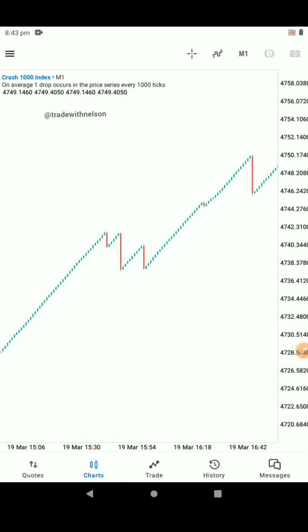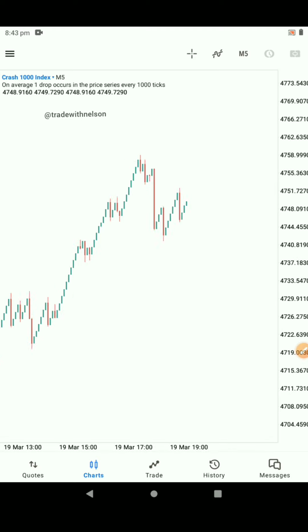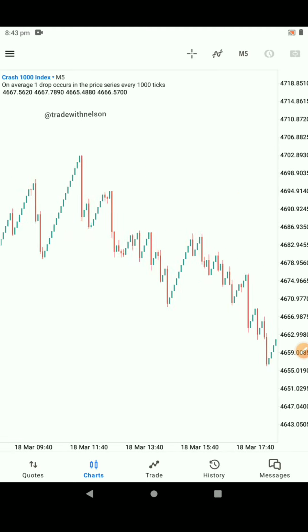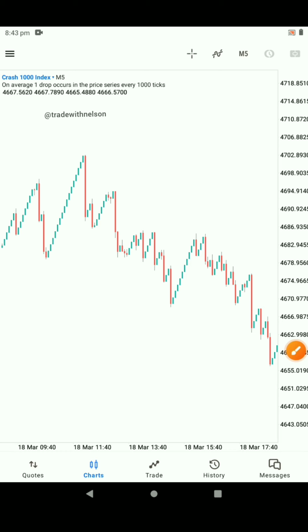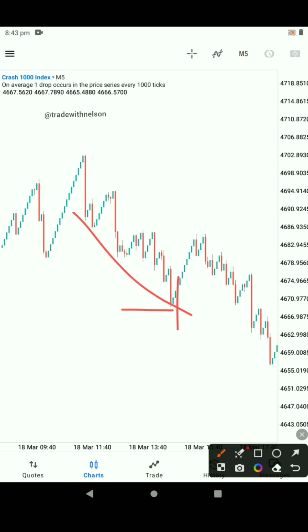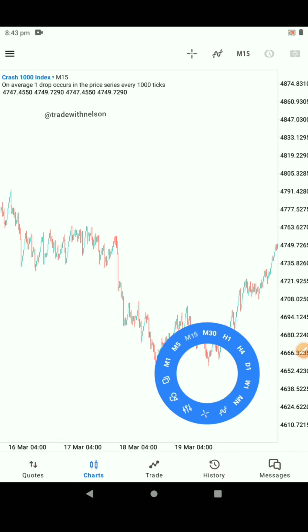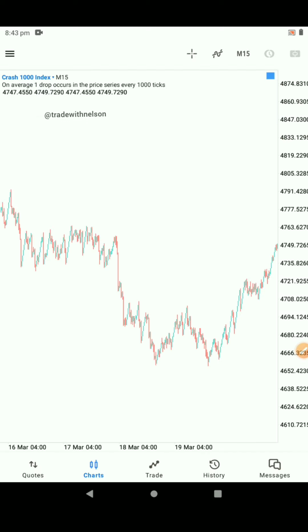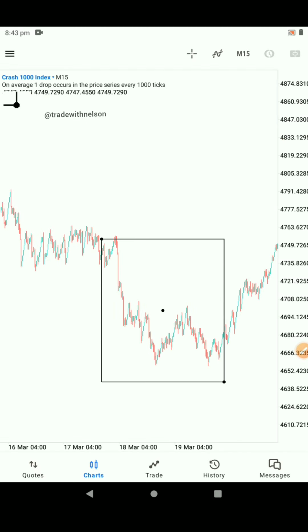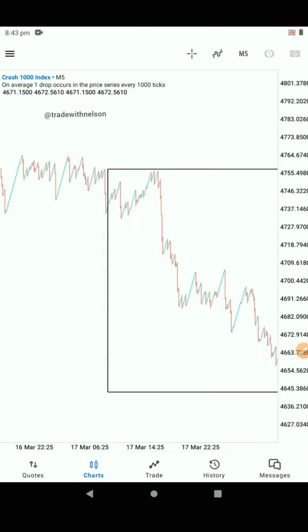First thing we do is go to our 5 minutes time frame. On the 5 minutes time frame, we want to look for an area where the market is in a downtrend. Go to your 15 minutes time frame. You can see over here, the market is in a downtrend from this point up to this point. So I will use inside this area for our example. Let's go to our 5 minutes time frame and go to that level.